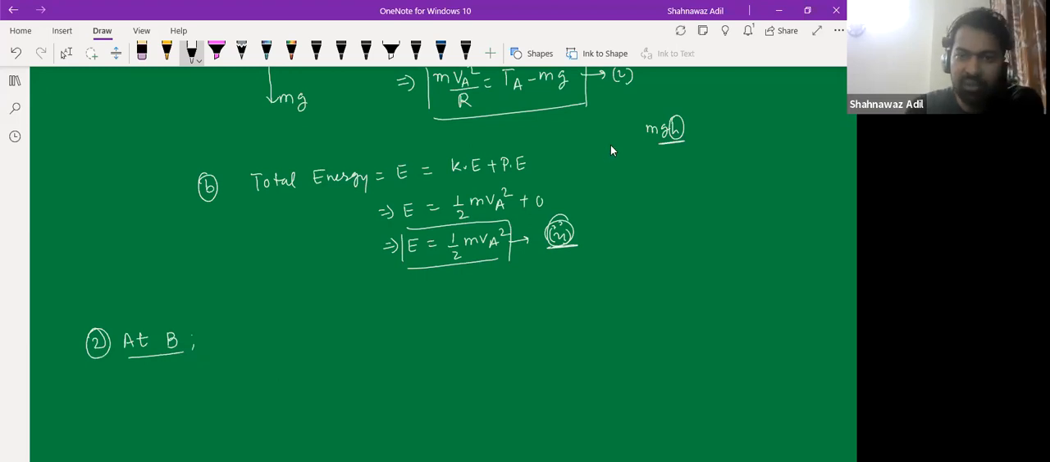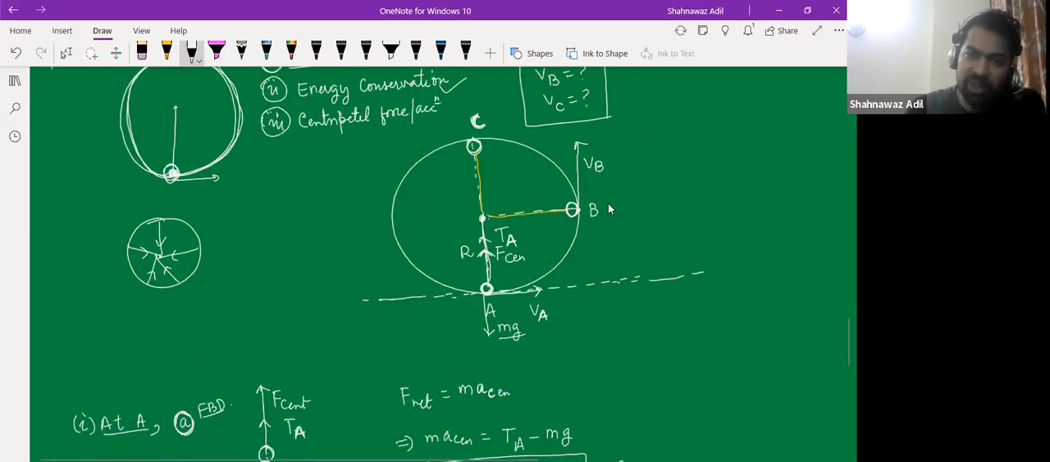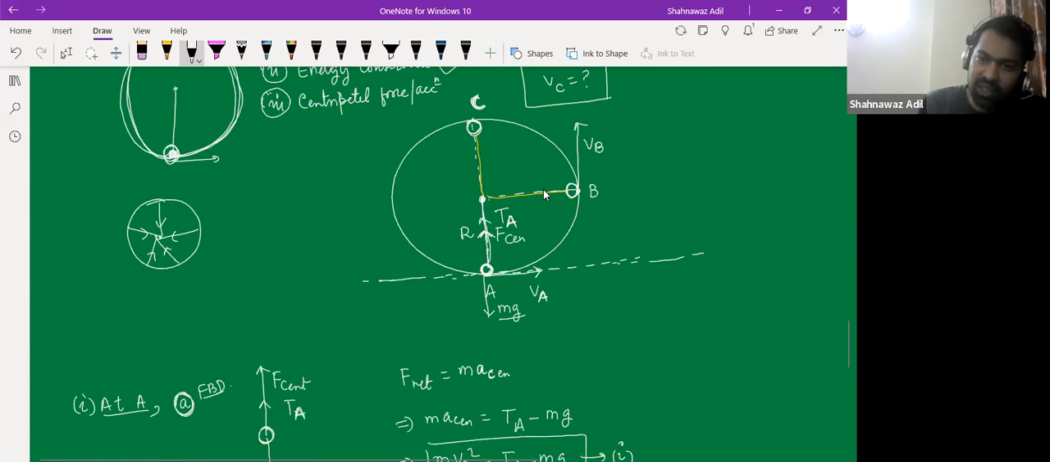So at B, what do we have? We have this tension in this direction, let's say TB. We have this direction centripetal force, and then in this direction, we have mg, right? So these are the things that we have.